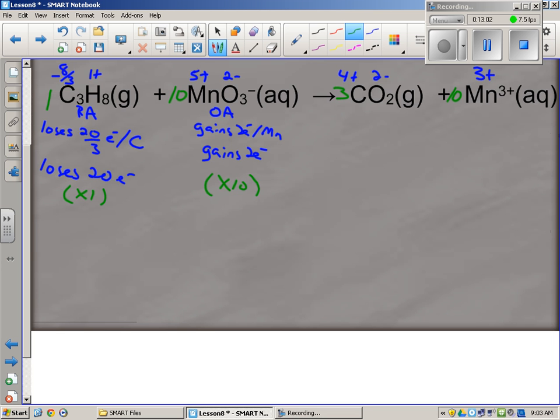Let's see. What else do I need here? Well, am I done? Probably not, right? Because look, I got 3 carbons, 3 carbons. I got 10 Mn's, 10 Mn's. That's good. But I got 30 oxygens here. I only got 6 oxygens there, right? And we just talked about, well, this is balanced under acidic conditions. So I'm missing some hydrogen ions. I don't have any in this equation. I'm missing some probably water to balance out the O's, right?